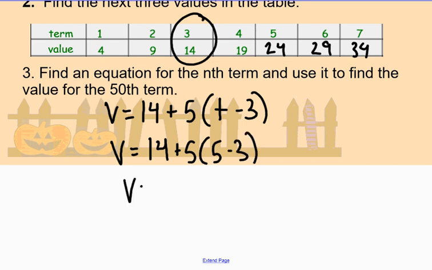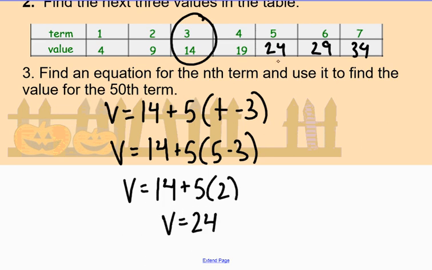5 minus 3 is 2. There's 2 extra terms past the third one, so I have to add 10, and that value would be 24, and that's exactly what it is when the term is the 5th one. Now I'm going to use this to do my 50th.